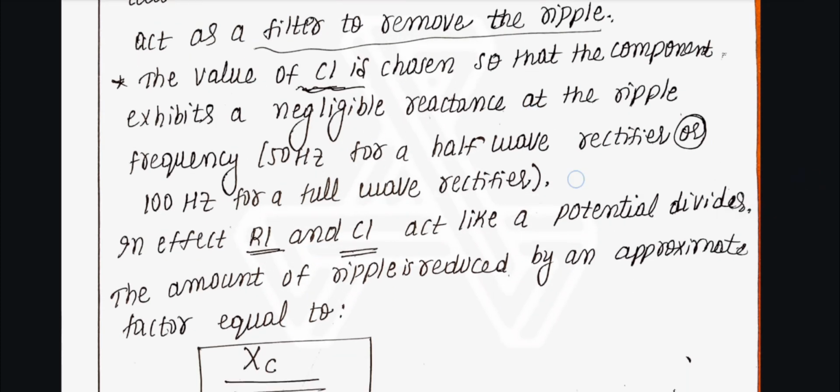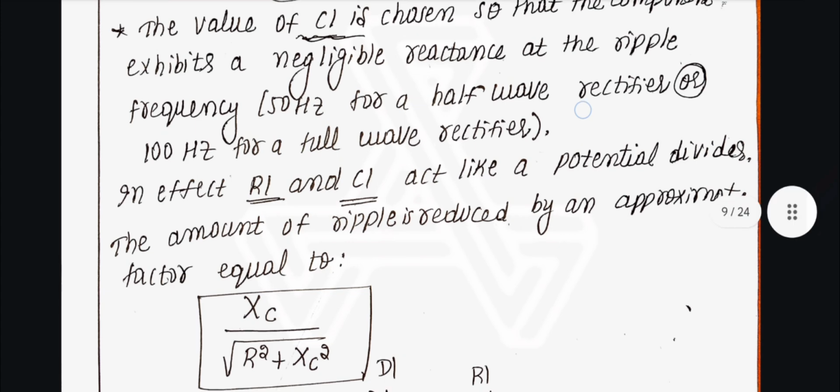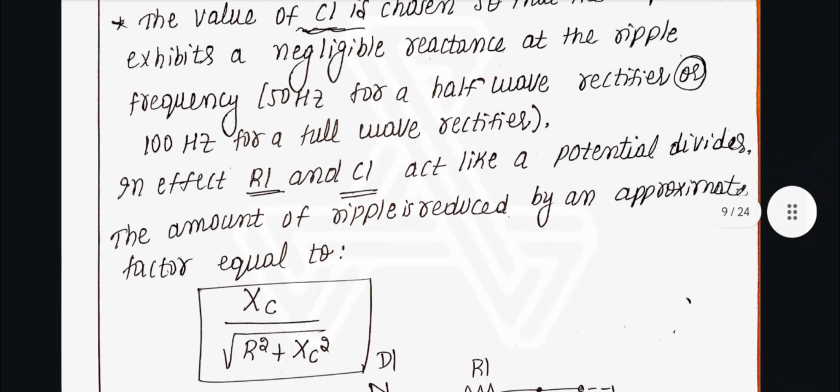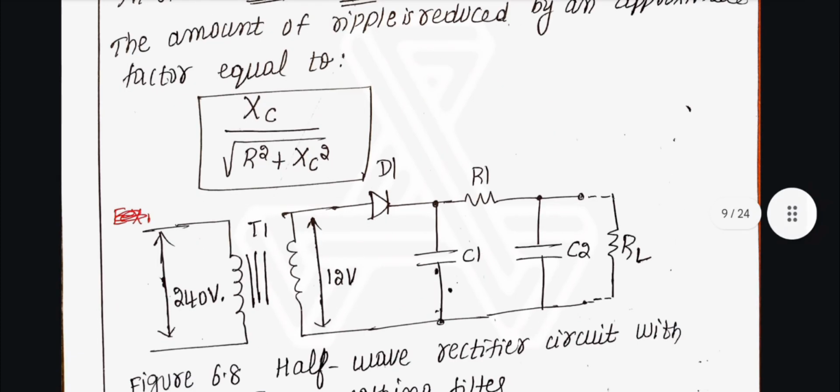The value of C1 is chosen so that the component exhibits a negligible resistance at the ripple frequency, 50 Hz for a half-wave rectifier, 100 Hz for a full-wave rectifier. In effect, R1 and C1 act like a potential divider. The amount of ripple is reduced by a factor equal to XC divided by the square root of R squared plus XC squared. Half-wave rectifier circuit with RC smoothing filter.